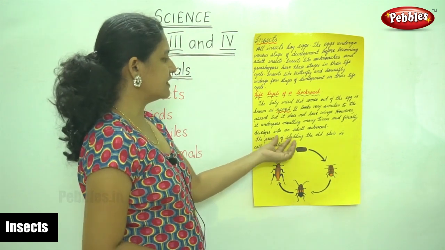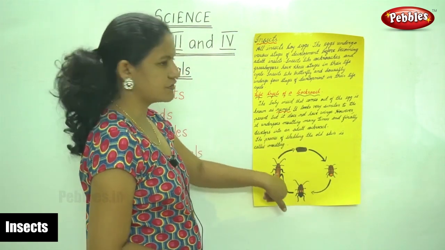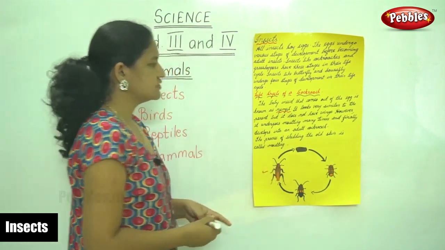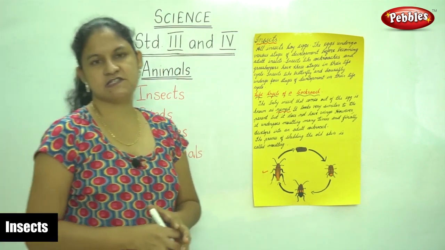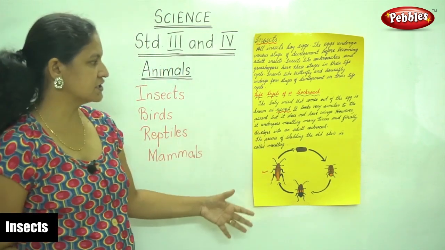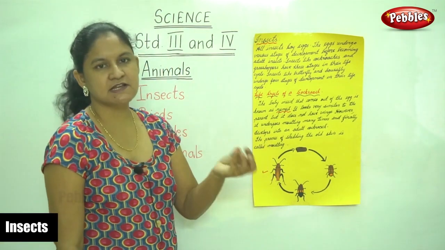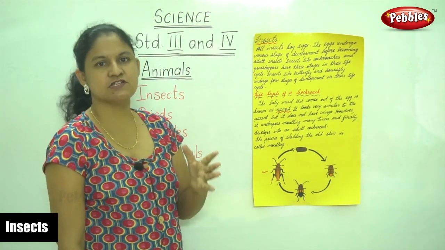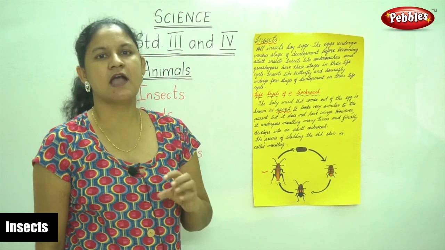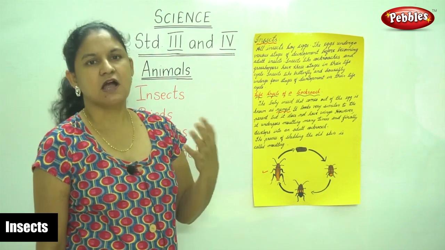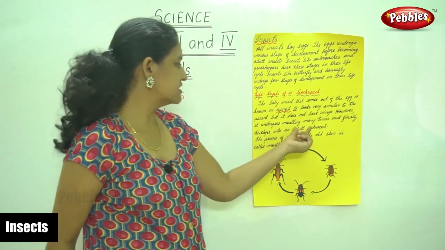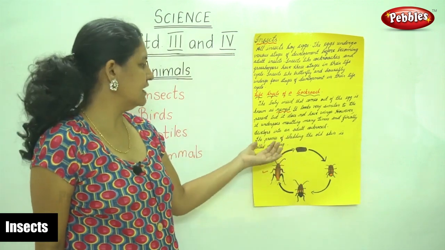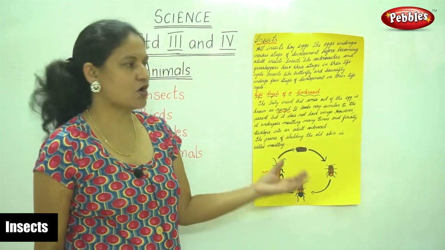and finally develops into an adult cockroach. So this is the 3 stages in the life cycle of a cockroach. The baby insect that comes out of the egg is known as the nymph, and it looks similar to the parent, but it does not have wings. But after it undergoes molting several times, it finally develops into an adult cockroach.